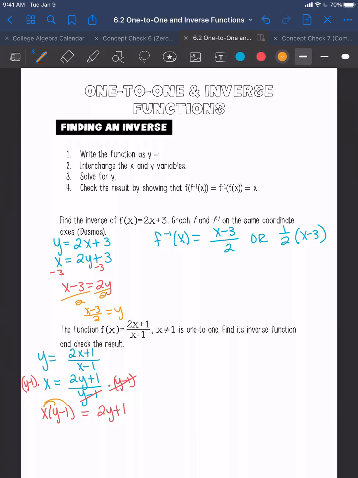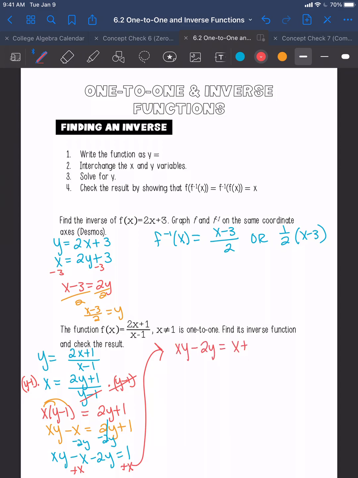We can go ahead and distribute on the left. So that's xy minus x equals 2y plus 1. We're trying to solve for y, so we need to get the y's together here. So let's subtract 2y from both sides. So xy minus x minus 2y equals 1. We need the y's together, so let's get the y's together on the left. I need to add x to both sides. So we now have xy minus 2y equals x plus 1.